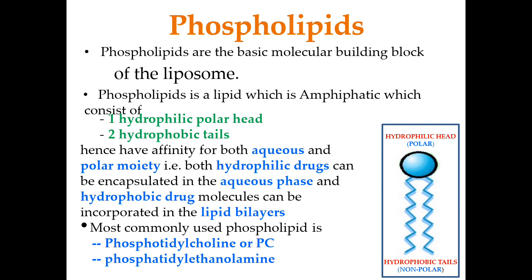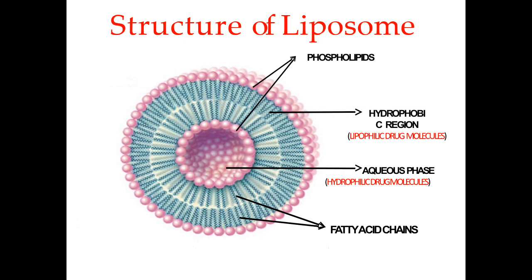Phospholipids which can be useful for the formulation of the liposomes are of two types, that is PC and PE. PC is phosphatidylcholine, and PE is phosphatidylethanolamine.